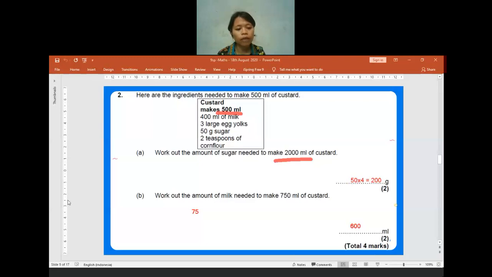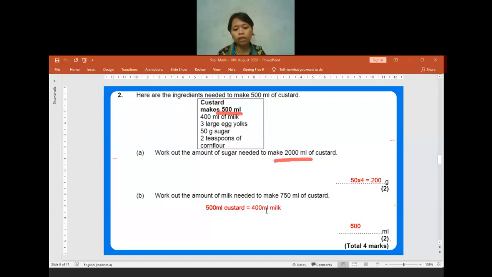If you get confused, you can write it one by one. Now we focus on the 500 milliliters. If 500 milliliters, we will need 400 milliliters of milk here. Now we are going to find if it is 750.